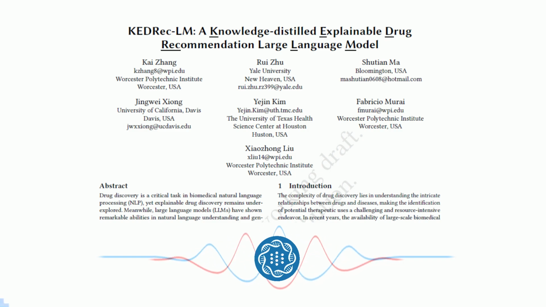Let's do it. Today, we're looking at this system called KEDRec-LM. It's using AI to help discover new drugs, but not just that. It can actually explain why a specific drug is a good fit, which is pretty mind-blowing. We're going straight to the source for this one, the research paper itself. So no hype, just the facts, straight from the scientists.